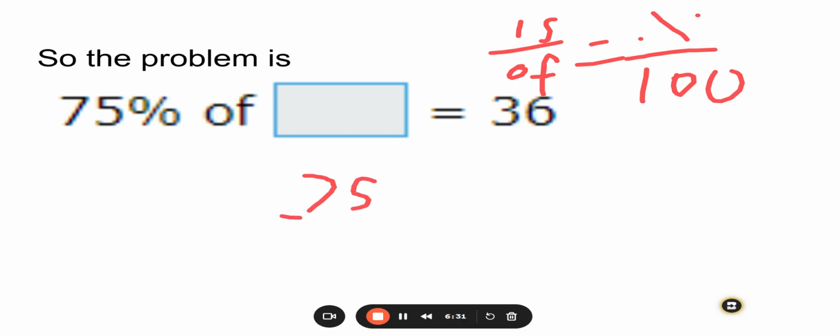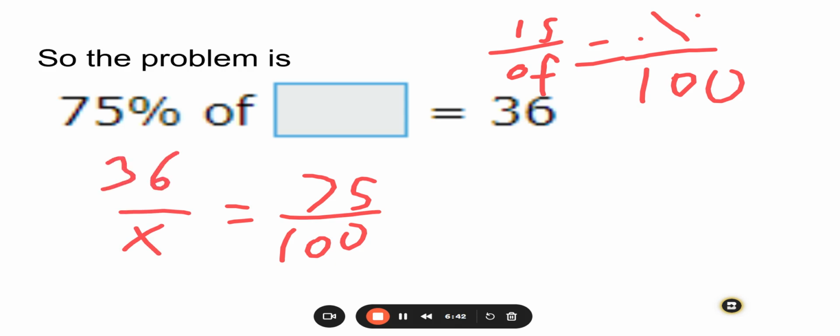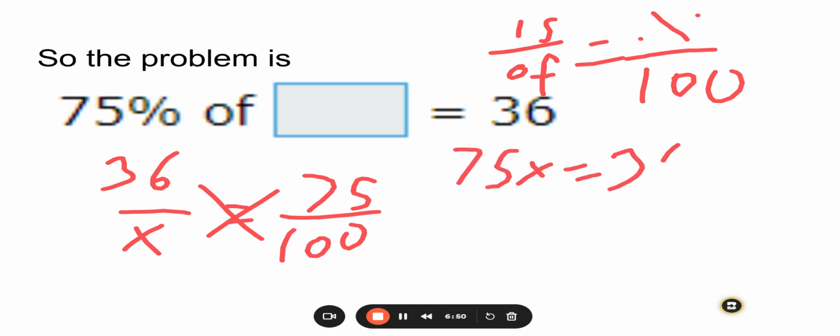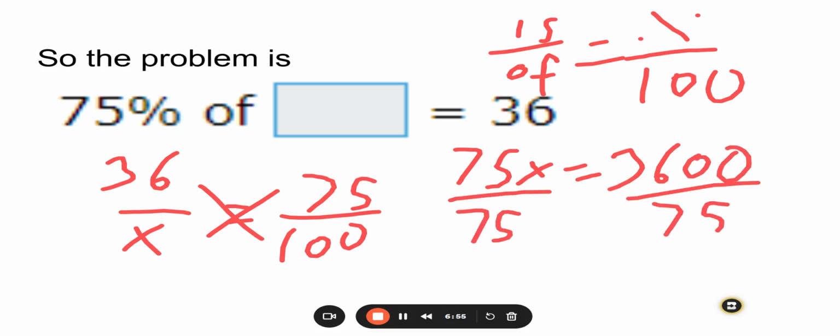75%, I'm going to put that on the top, so 75 over 100. Of what, so is over of, this is where the x is going to go, is 36. Cross multiply and divide. 75 times x, 75x. 36 times 100 gives me 3600. Divide both sides by 75, and x should equal 48. So 48 should be my answer. So 75% of $48 is going to be $36.